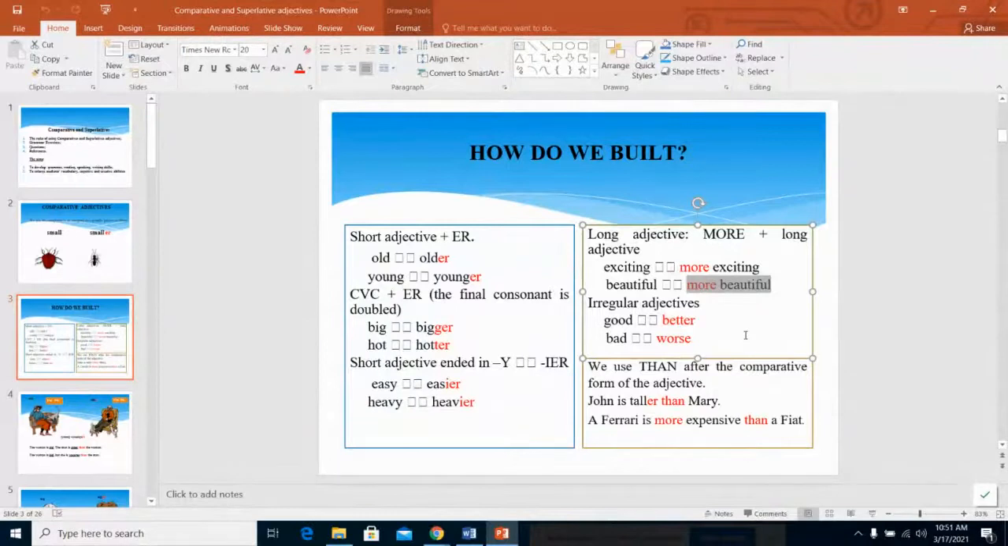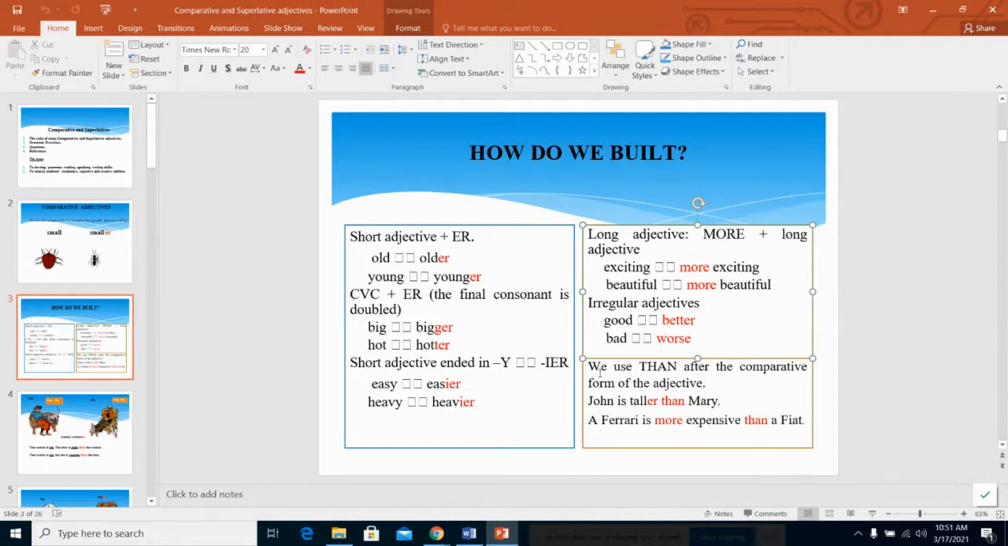There are some irregular adjectives also. For example, good, although it's a short adjective, is irregular. So we say good, better. Bad, worse. Now this you need to remember, because it's quite different. It's not gooder. So it is good, better. Bad, worse.